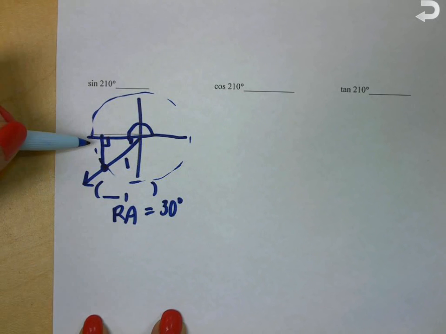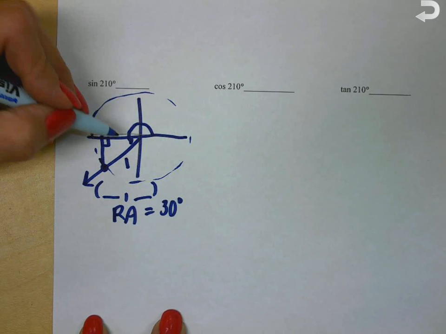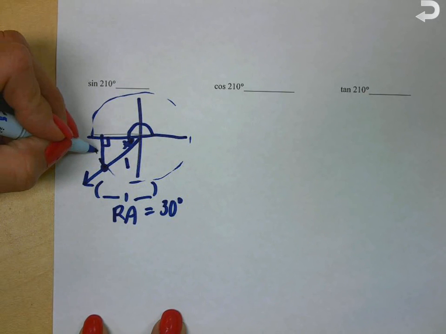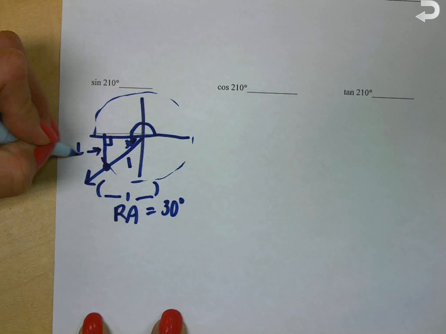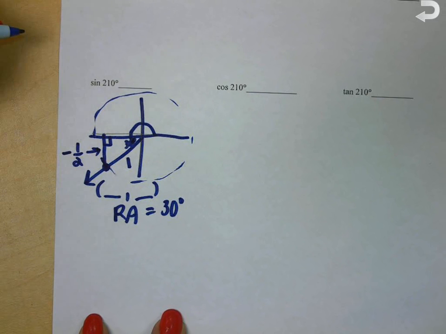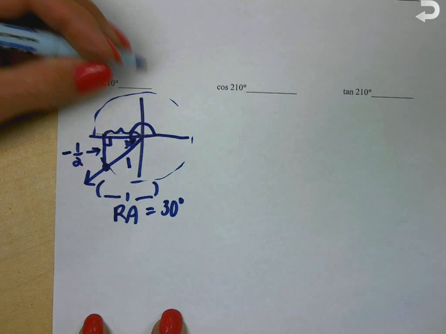Now, I do know that my x-coordinate is the cosine of that angle, the y-coordinate is the sine of that angle, and the tangent is the ratio of those two. So I know that my 30, 60, 90 triangle has my 30-degree angle here. Always remember, the side opposite the 30-degree angle is half the length of the hypotenuse. So this is going to be 1/2. Now, that y-coordinate is actually in the third quadrant, which means it is negative.